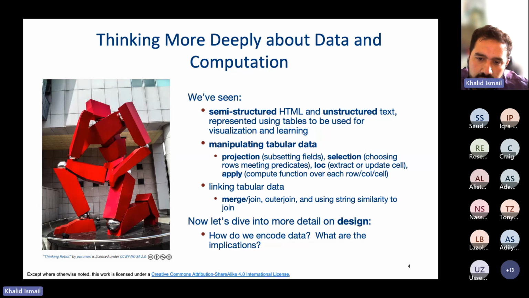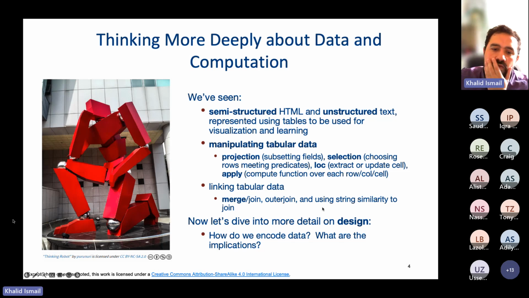And then you can compute some sort of function over each row, column, or cell. Then you can link tabular data, i.e. you can merge or join data altogether, right? So this is a simple kind of processing that you can do if you have data in tables. You can apply this kind of processing over the tabular data. Right.